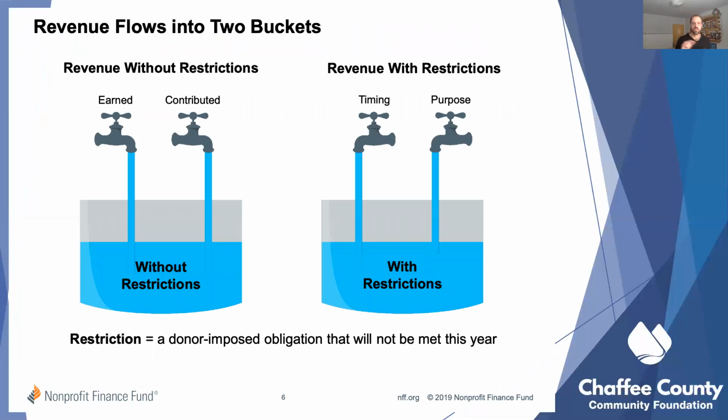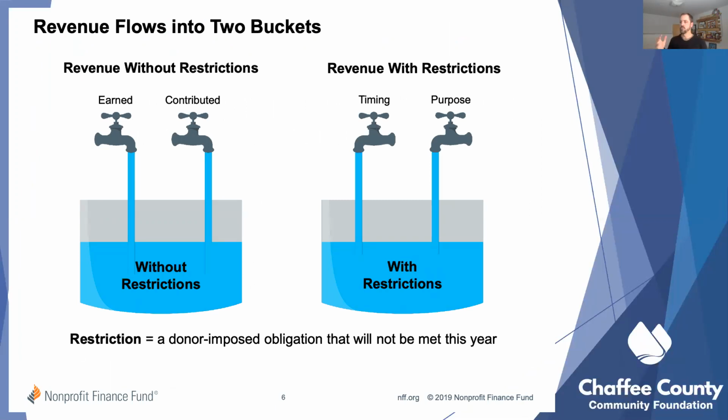So when we think about fund accounting, there's two primary buckets. There are funds with restrictions and there are funds without restrictions. These are, at the highest level, the only two buckets that truly matter when you think about stakeholders like the government and the IRS. They really care about, do you have revenue with restrictions or revenue without restrictions?